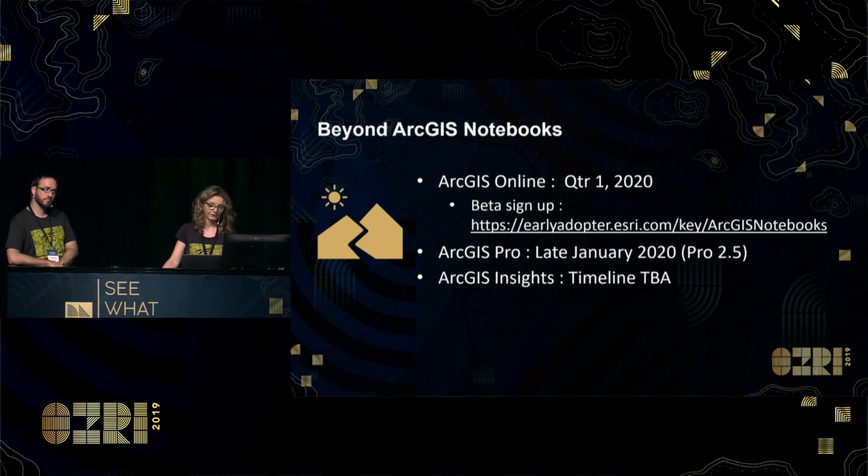Finally, some words in relation to the future. ArcGIS Notebooks is planned to become available within ArcGIS Pro, ArcGIS Online, and also Insights. It will offer a similar user experience to that which we've seen within Portal, for example, so you're getting Jupyter notebooks within those environments. In terms of timelines, the Pro release is planned for late January 2020, online sometime in Q1, whilst Insights timeframes are still to be confirmed. And there's also a link there if you'd like to be involved in the beta program.